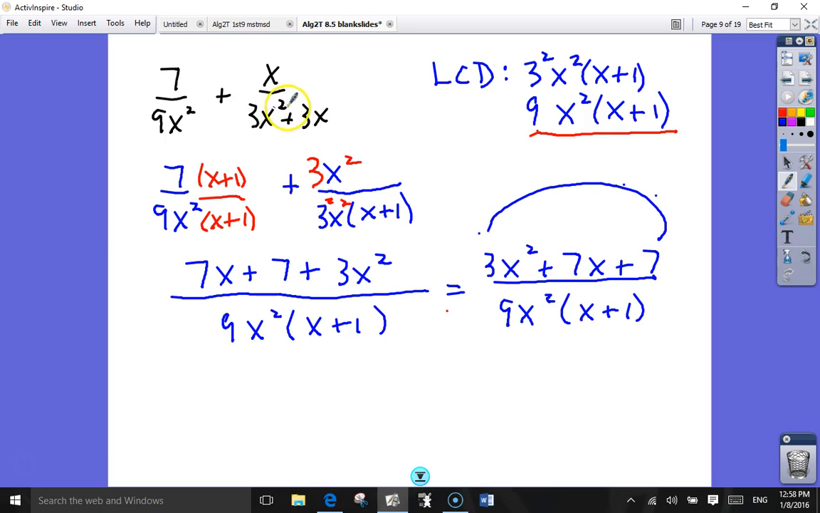Okay, so factor the denominators, find the least common denominator, multiply appropriately so that every fraction has that least common denominator, and then add the numerators.